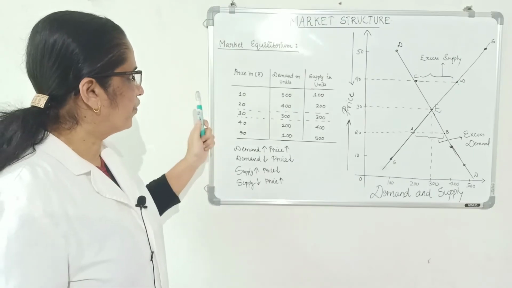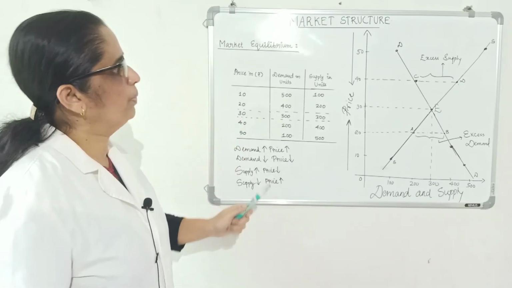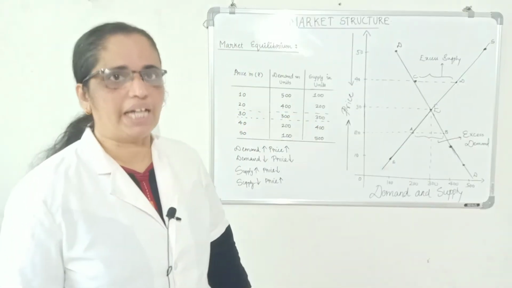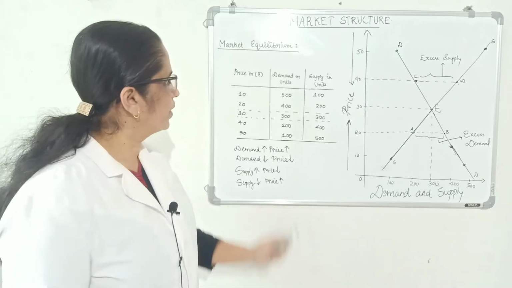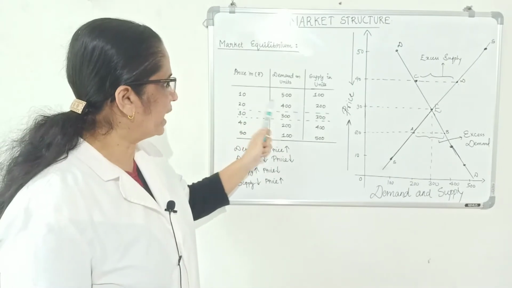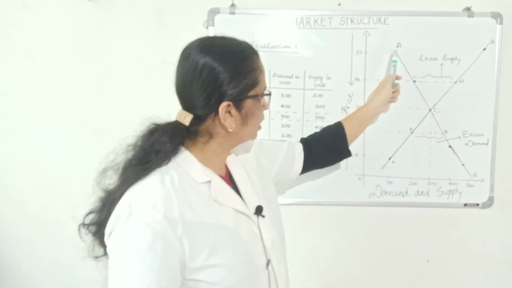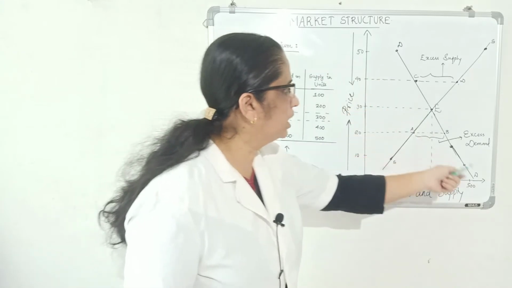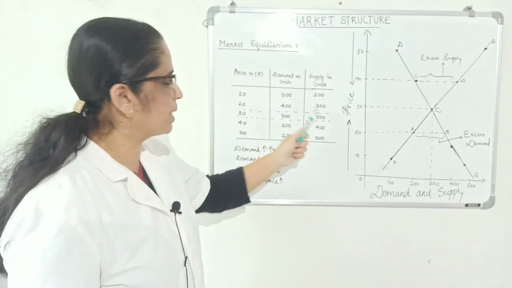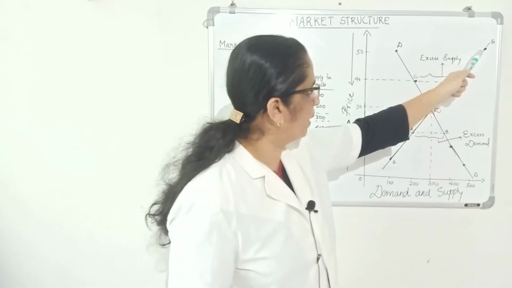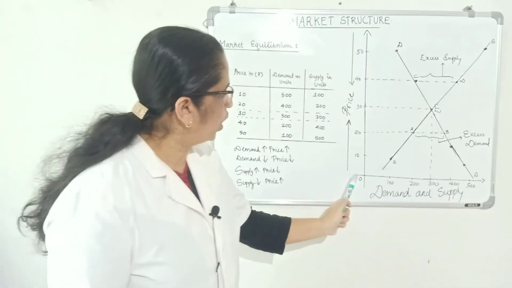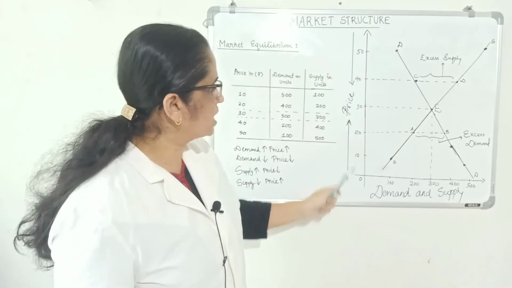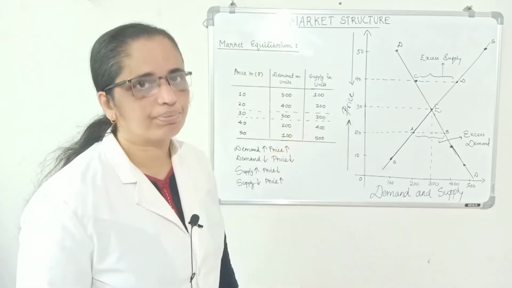Now, from this market equilibrium schedule, let's derive the diagram of market equilibrium. As you know, if you plot price and demand, you can draw the demand curve. And if you plot price and supply, you can draw the supply curve. Here, on the OX axis we mark demand and supply, on the OY axis we mark price. Okay?